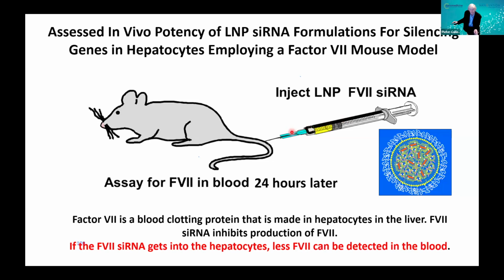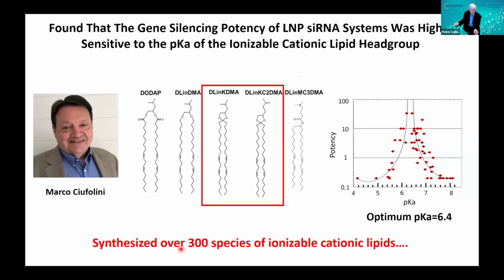And we used a model that turned out to be very useful. It's almost high throughput. We could do two experiments a week. We could check a lot of samples, essentially just injecting the nanoparticles containing siRNA to silence factor 7, and then assaying for factor 7 in the blood 24 hours later. Factor 7, of course, is made in hepatocytes and is a clotting protein. And so if we manage to silence factor 7, then of course we're going to see less factor 7 in the blood. And this was really initiated by Marcus Cipollini here in Vancouver, who did a lot of the chemistry that's involved here.